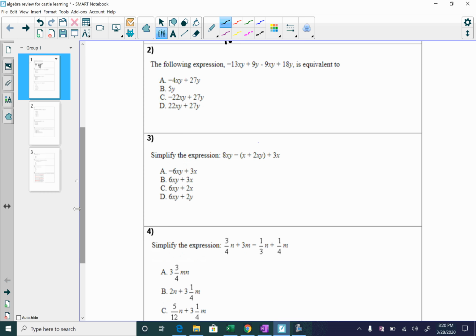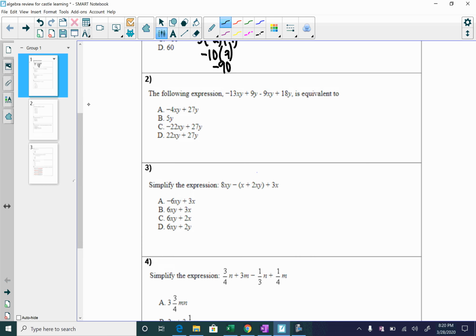Remember, we only can combine terms that are alike. So I can't combine xy with y. They're not like terms. So I'm going to start by combining the -13xy with the -9xy. Combine means add. So I'm just going to type into my calculator -13 plus -9. And that's going to give me -22xy. And then +9 plus +18 is going to give me +27y. And so my answer is choice C.